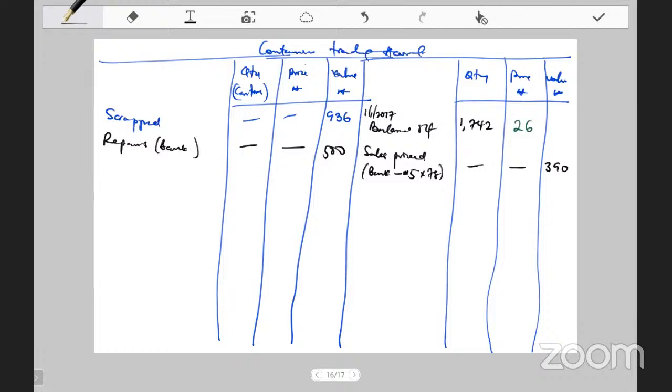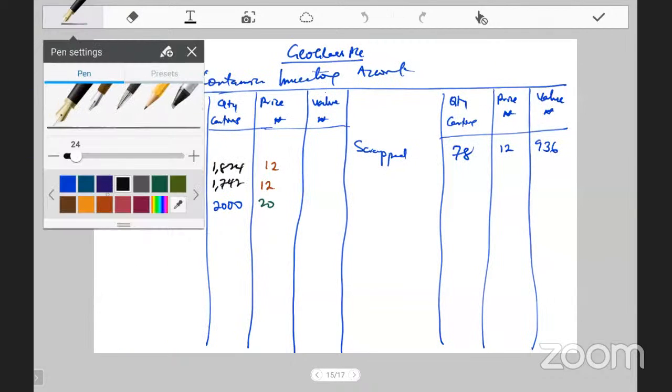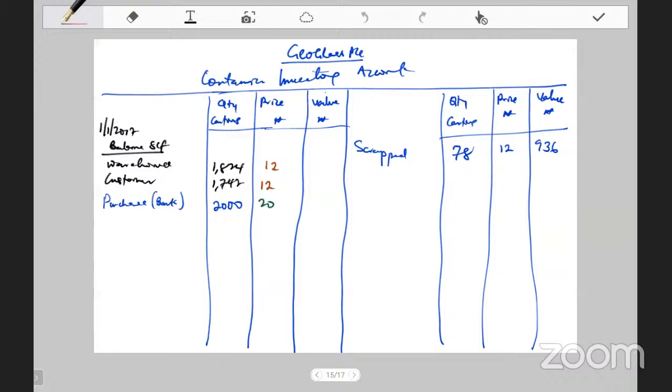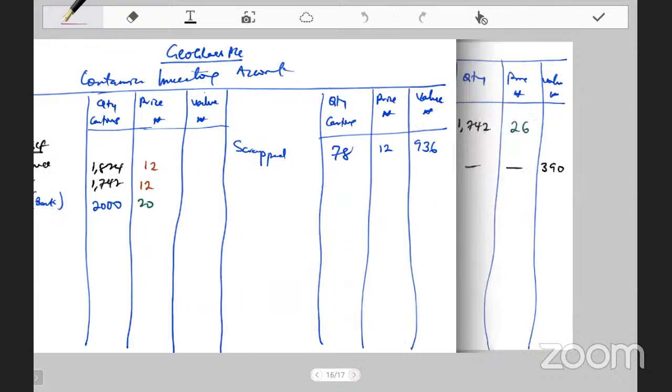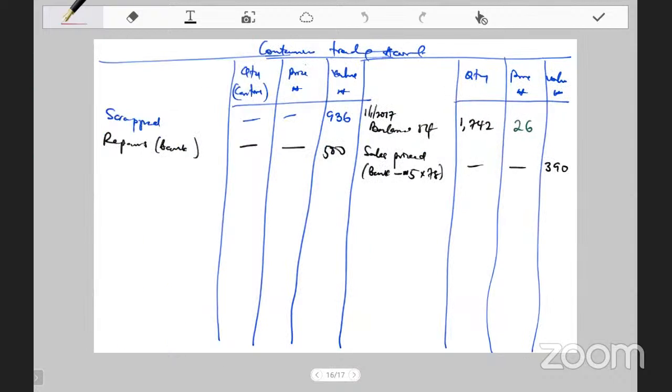You guys have to read, so I will know that you are with me. What's the next item? The next item is maintenance. The firm incurred 500 naira and we have done that. We have done the maintenance. Okay.